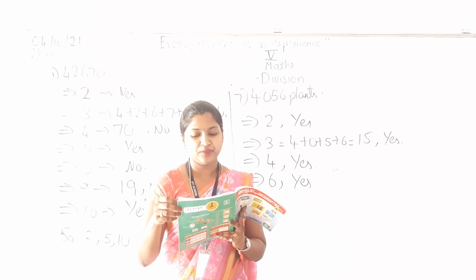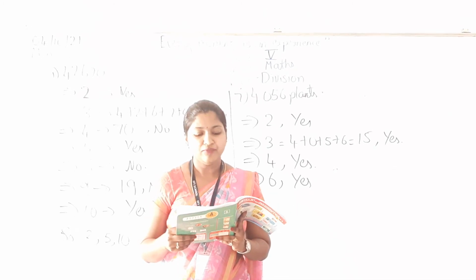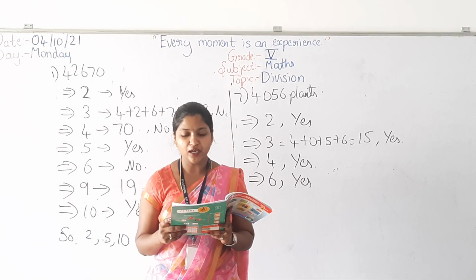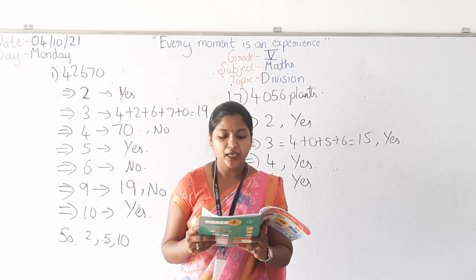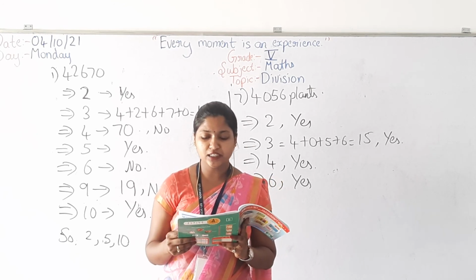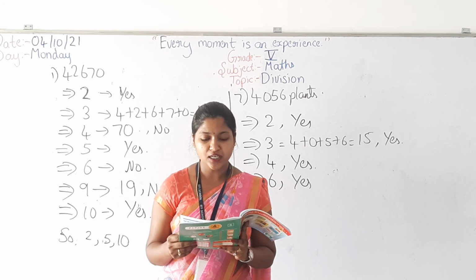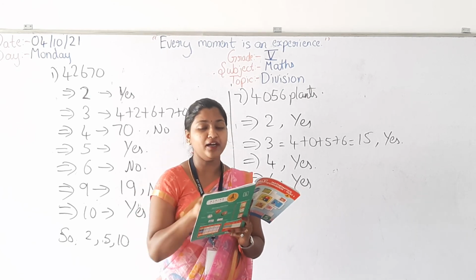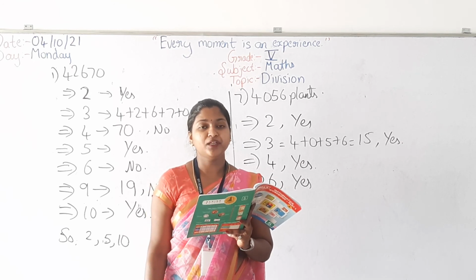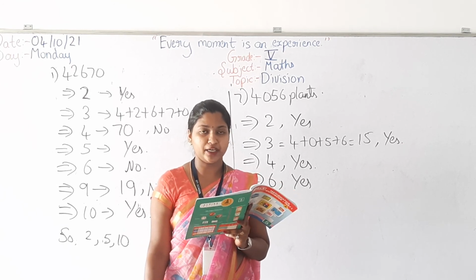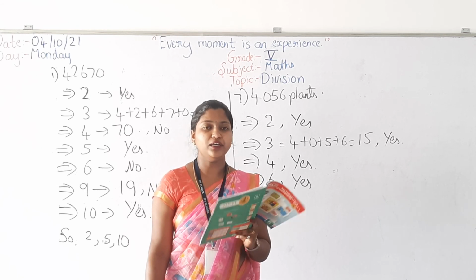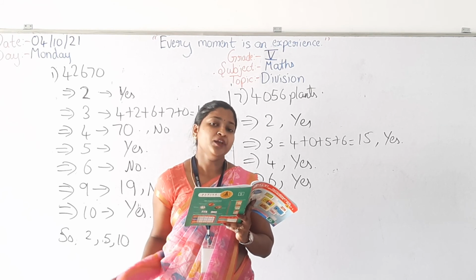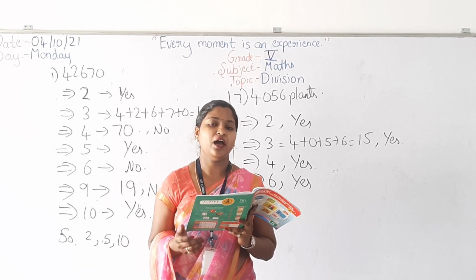Then 20th question. Bala shares 522 chocolates with his friends. He gives 2, 3, 4, 5 or 10 chocolates to each friend. In how many different ways can he distribute chocolates equally among his friends so that no chocolate remains? You have to divide 522 by all the given numbers, that is 5 numbers, and check how much remains after dividing by 2, 3, 4, 5 and 10.